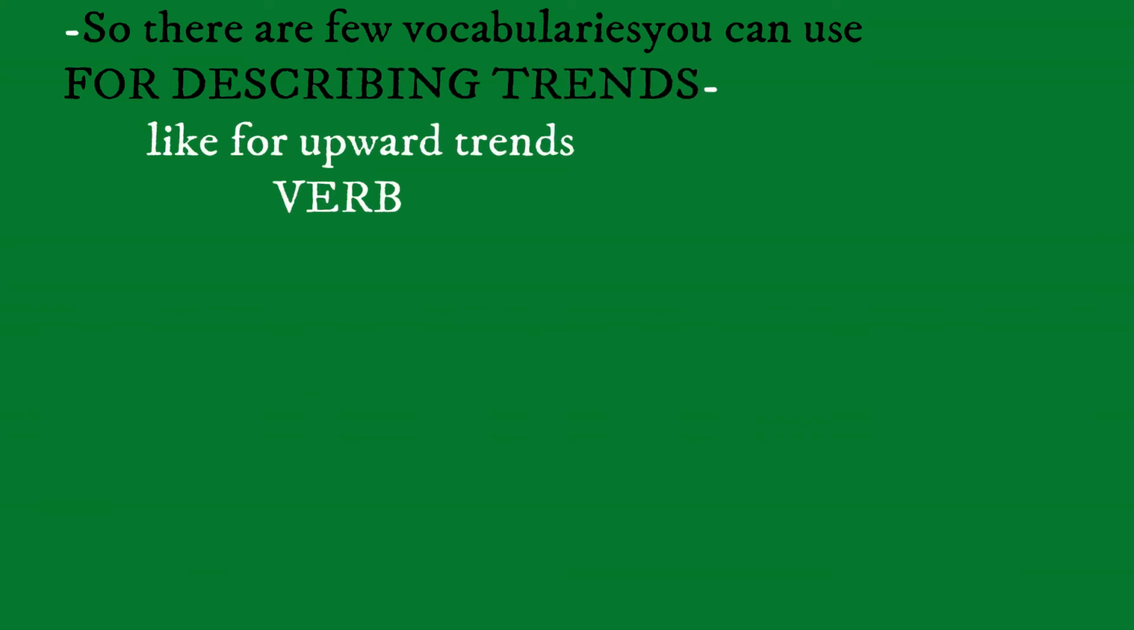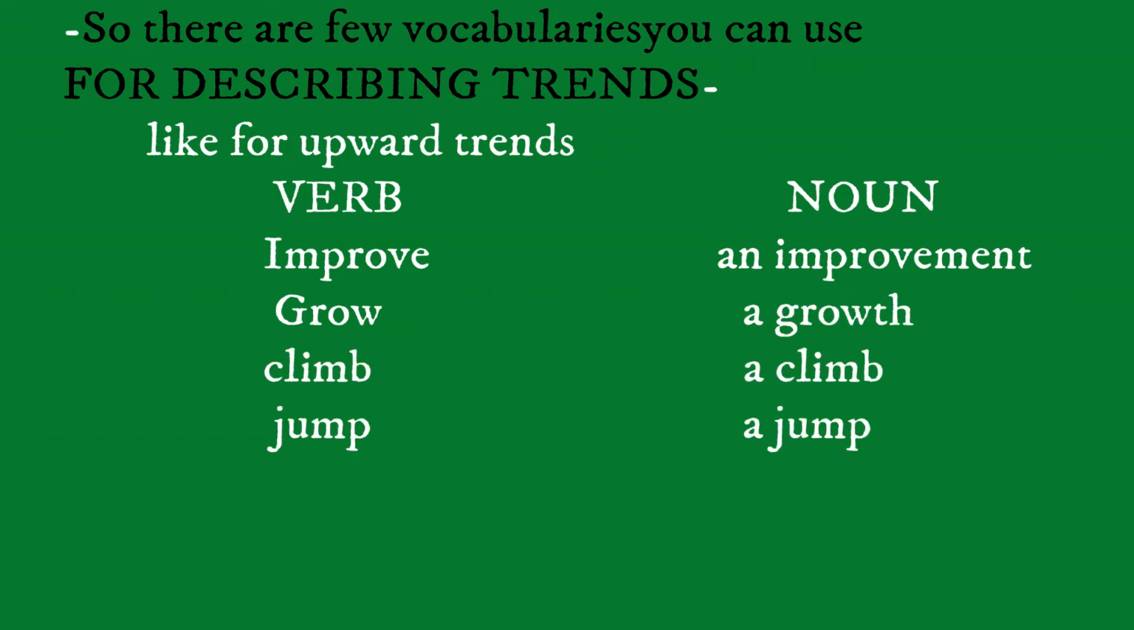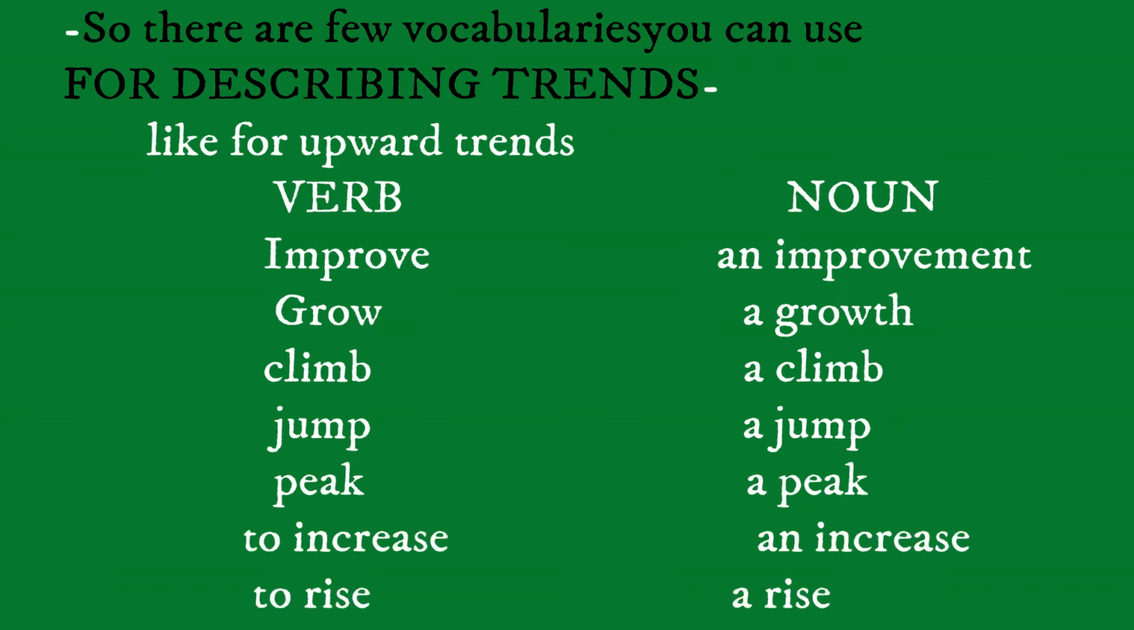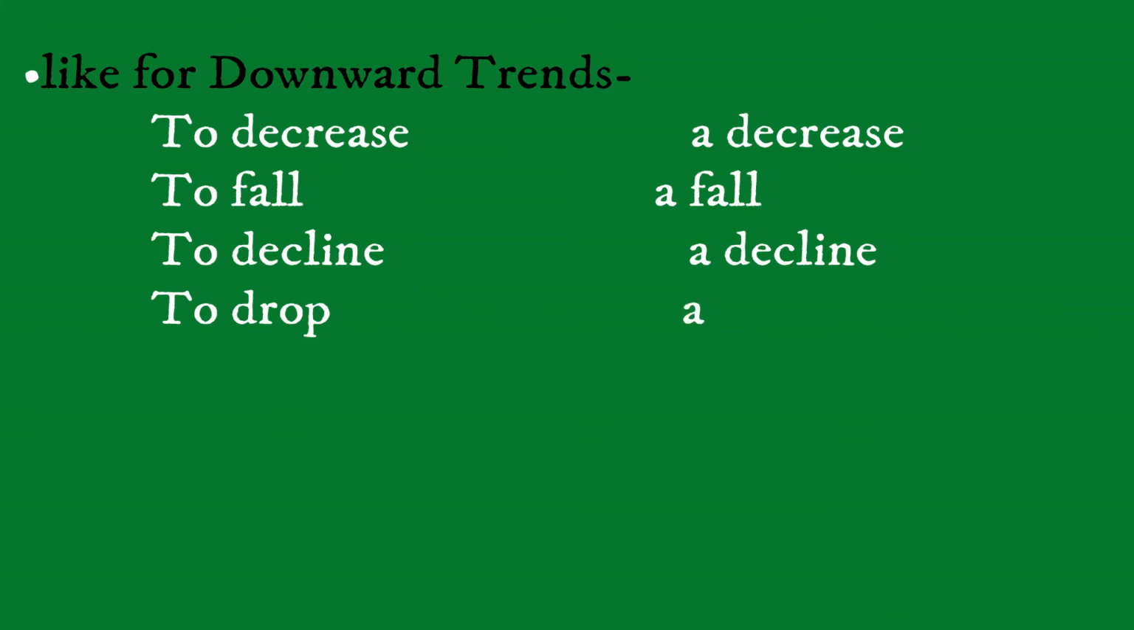So there is some vocabulary you can use for describing trends. For upward trends, if there is a verb, you can use improve, for noun, improvement. Grow, a growth. Climb, a climb. Jump, a jump. Peak, a peak. To increase, an increase. To rise, a rise. For a downward trend, you can write to decrease, a decrease. To fall, a fall. To decline, a decline. To drop, a drop. To dip, a dip. To go down, to plummet.